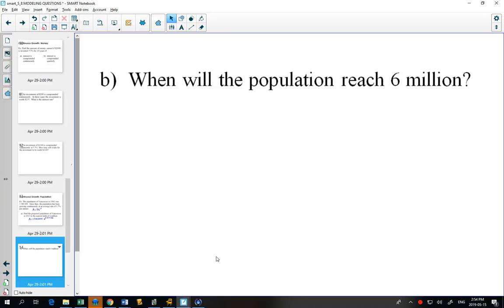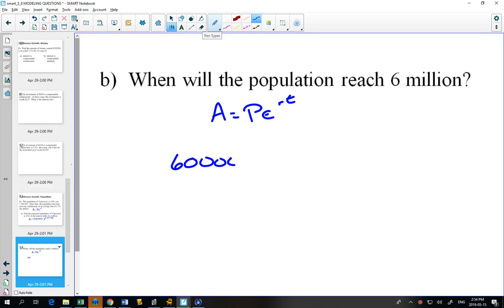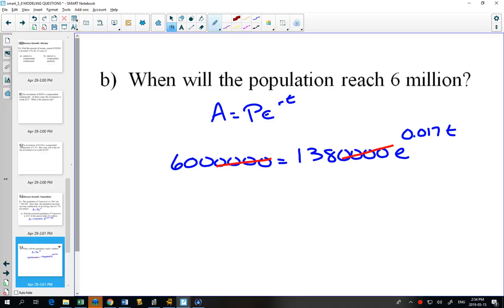When will the population reach 6 million? So again, we have our PERT formula. And when it's asking when, we're solving for time. So we would need to put in values for each thing. We have 6 million here, 1.38 million, the rate is 1.7%, and time. At this time, I would divide both sides by the 1.38 million. Can you see that 4 zeros would cancel out when you divide?